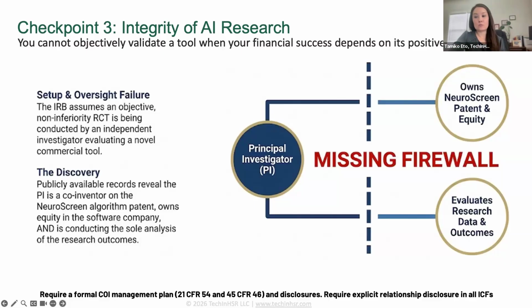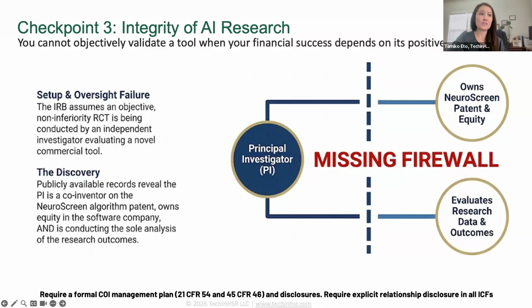The protocol didn't disclose this, the consent form didn't disclose this, and there was no conflict of interest management plan because it wasn't disclosed. So the IRB is being asked, essentially without this knowledge, to approve a non-inferiority randomized clinical trial, a validation study where the person evaluating the tool's performance has a financial stake in the outcome.